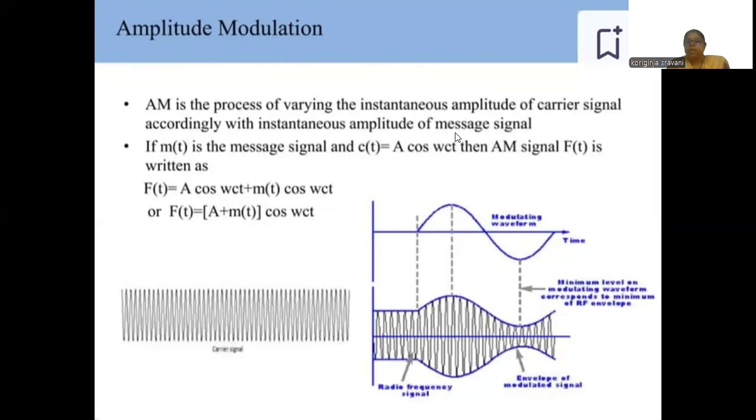This is a graphical representation of amplitude modulation. If you see in the graph, the first one is the modulating waveform, which is nothing but our baseband signal, which is having low frequency. And on the left side, we can see the carrier signal. By combining those two, we get an amplitude modulated wave. In amplitude modulation, the amplitude of the carrier signal is going to vary with respect to the amplitude of the message signal.